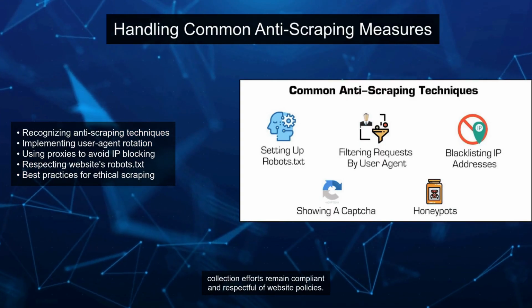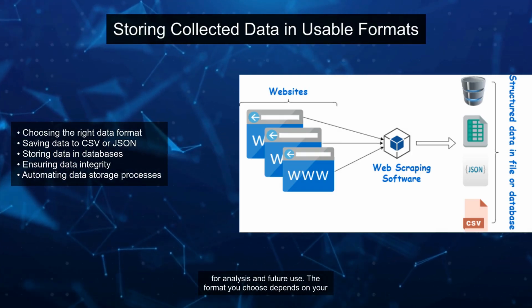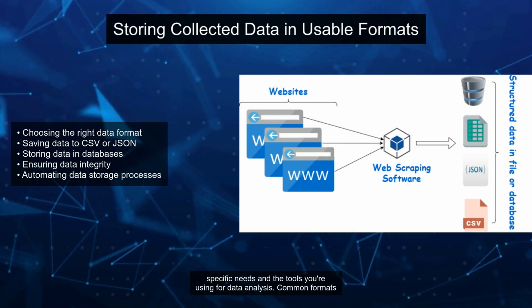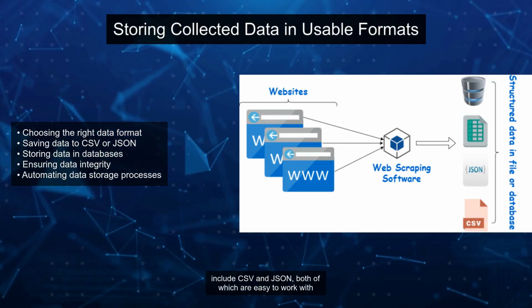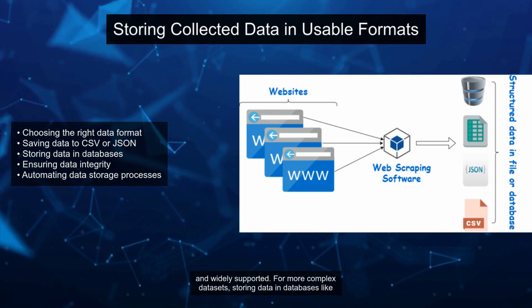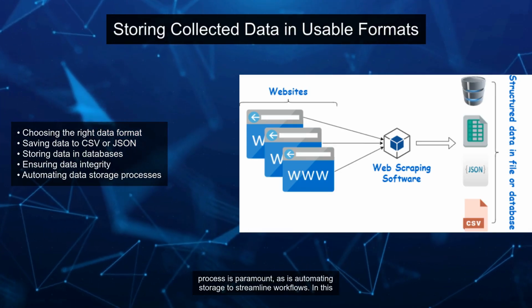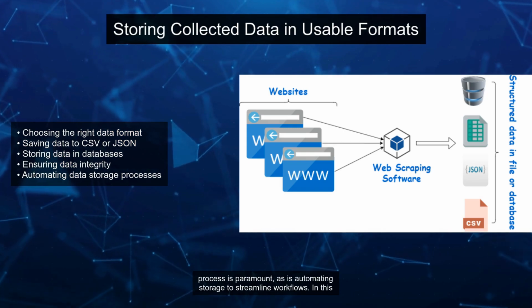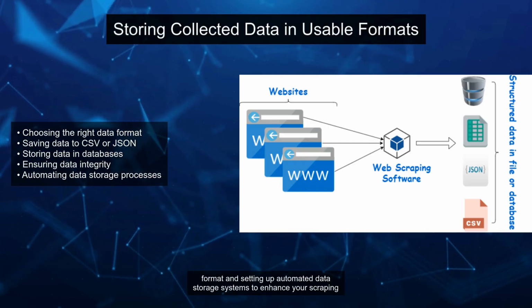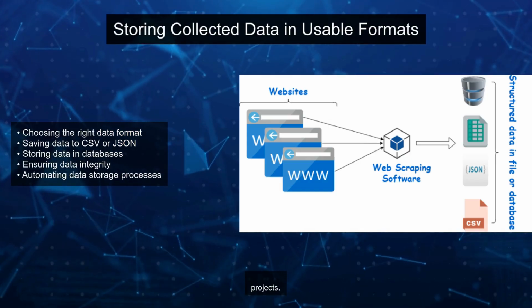Once data is collected, storing it in a usable format is critical for analysis and future use. The format you choose depends on your specific needs and the tools you're using for data analysis. Common formats include CSV and JSON, both of which are easy to work with and widely supported. For more complex datasets, storing data in databases like SQLite or PostgreSQL might be more appropriate. Ensuring data integrity during this process is paramount, as is automating storage to streamline workflows. In this section, we'll guide you through the process of selecting the right storage format and setting up automated data storage systems to enhance your scraping projects.